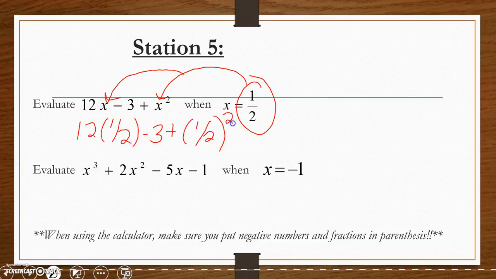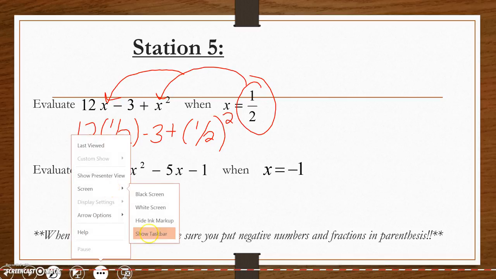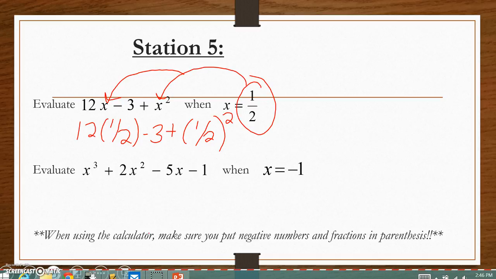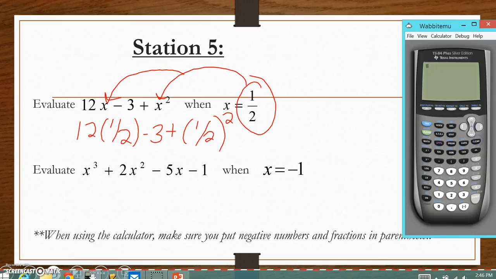Notice I put this square on the outside of the parentheses. So you can do this with your calculator. So I take 12 parentheses 1/2 minus 3 plus 1/2 squared. Notice again I'm closing the parenthesis before I do square, and square is on the left hand side of the calculator. I hit enter, I get a decimal.